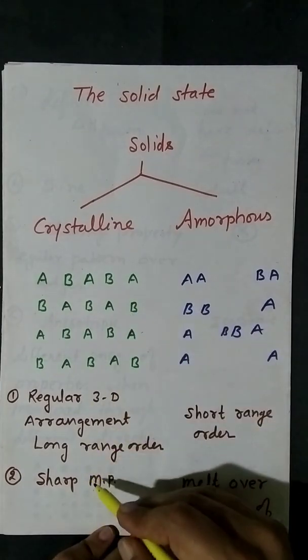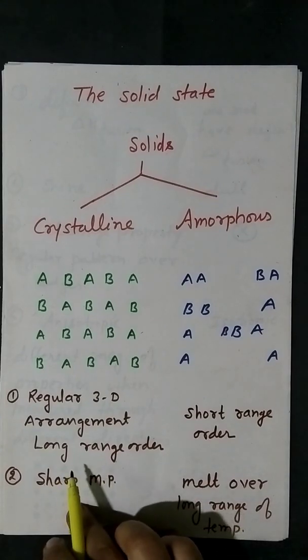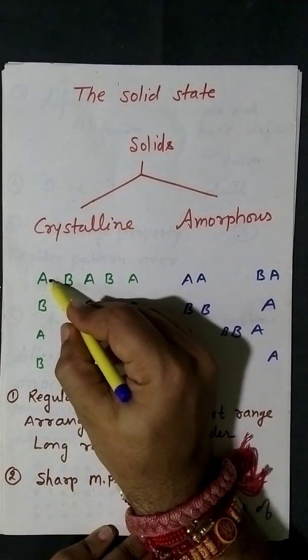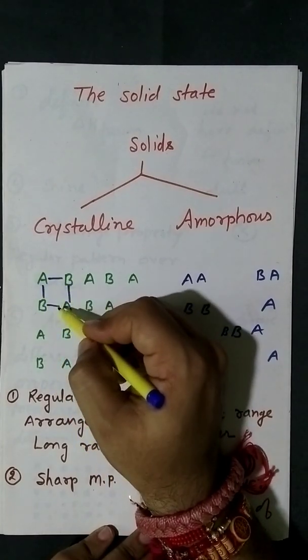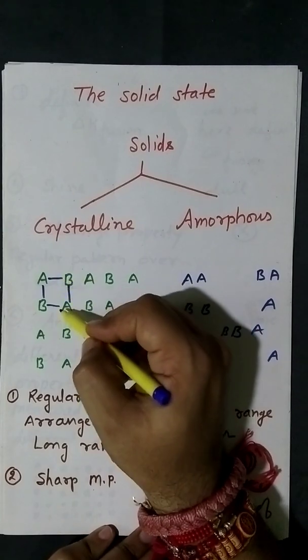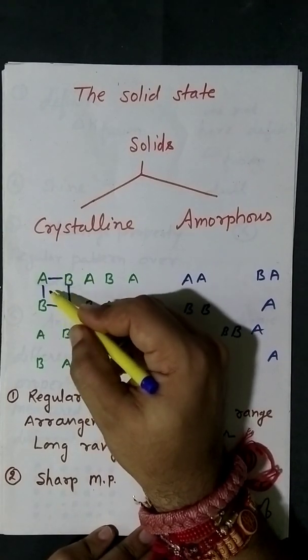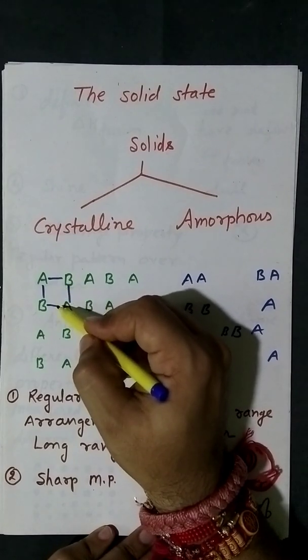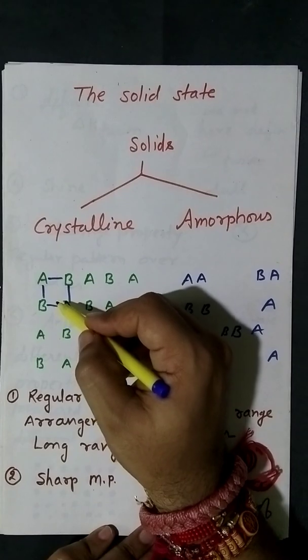Now crystalline solids have a sharp melting point. The complete solid can melt at a particular temperature. The reason, you can see here, is that the types of bonds are identical, and because the bonds are identical, all the bonds have the same energy, so the bonds can break at the same temperature, at a particular temperature. Therefore they have a sharp melting point.